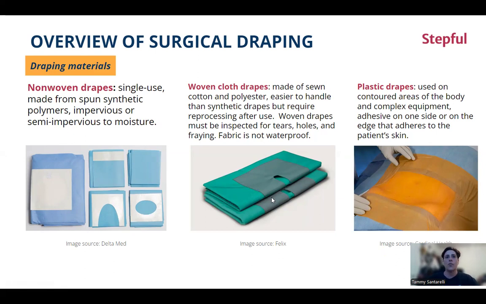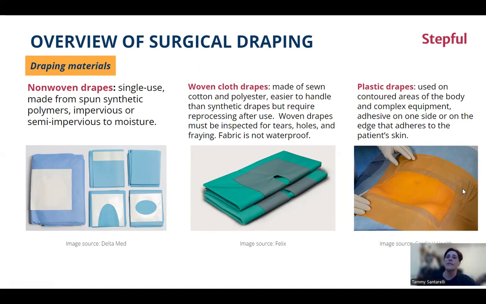This one here is a woven cloth drape made of sewn cotton and polyester, easier to handle than synthetic drapes, but requires reprocessing after use. Woven drapes must be inspected for tears, holes, and fraying, and the fabric is not waterproof. Pretty much, we don't use these anymore. It usually is the non-woven drapes. But anyway, again, here's where your incision site would go, your hole.